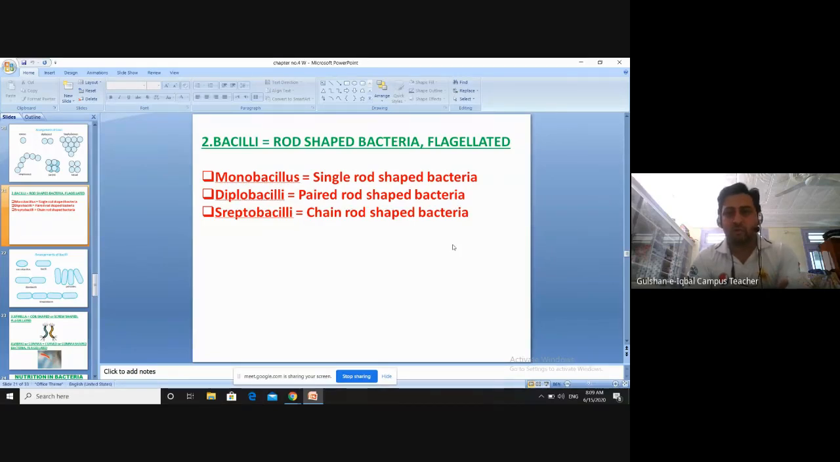Number one is monobacillus. Okay, monobacillus means single rod shaped bacteria. It is a single bacteria and it is rod shaped. Okay, then we are having diplobacilli. Diplo mean two and pair, so they are paired rod shaped bacteria. Then we are having streptobacilli. Strep mean chain, so they are basically chain rod shaped bacteria. So there are the three types of bacilli: monobacillus, diplobacilli, and streptobacilli. Okay, these are the three types.